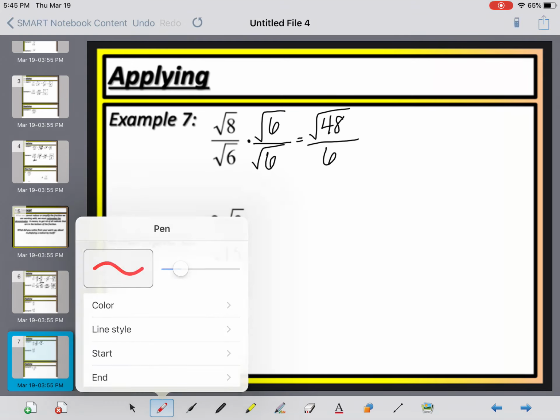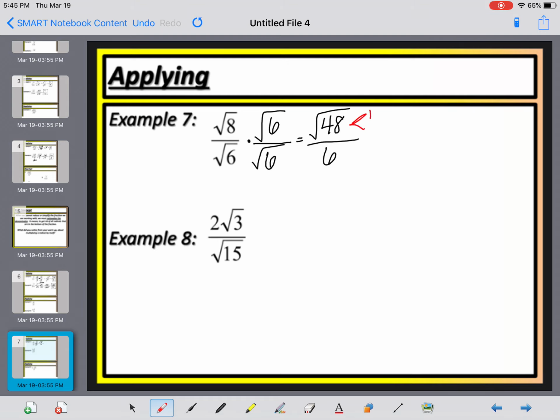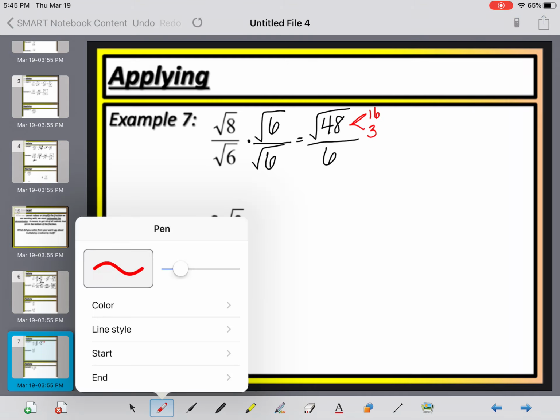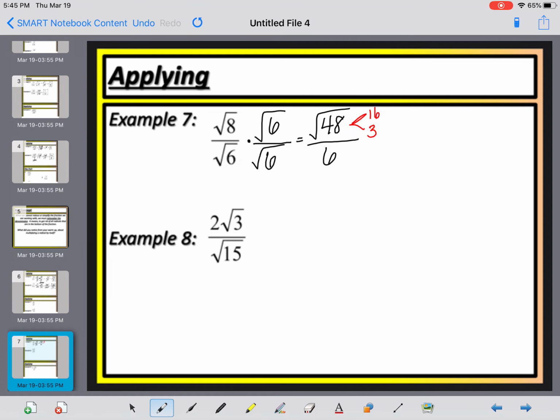Okay, now 48, I know that I can simplify that. I can make it a 16 and a 3. So in the numerator here, I have a 4 square root of 3 over 6. Now, if both the 4 and the 6 are on the outside, I could reduce those. So 4 and 6 I can reduce by a 2. So I get 2 root 3 over 3.